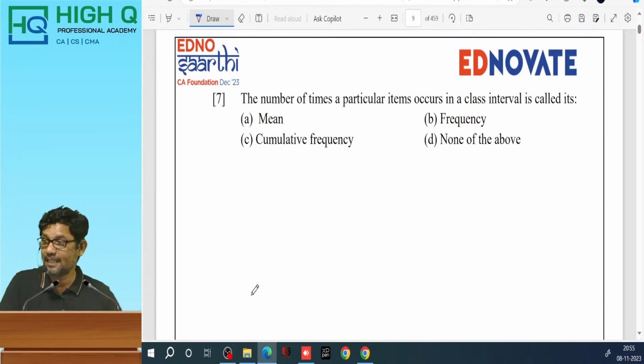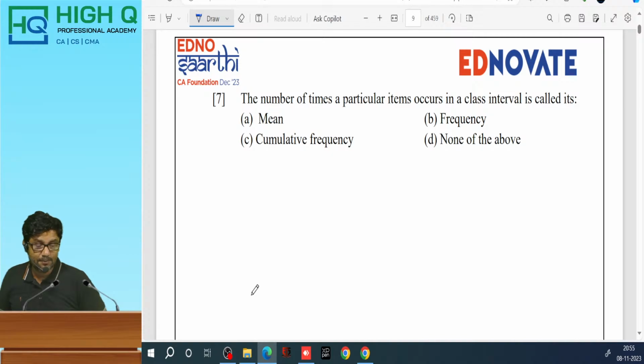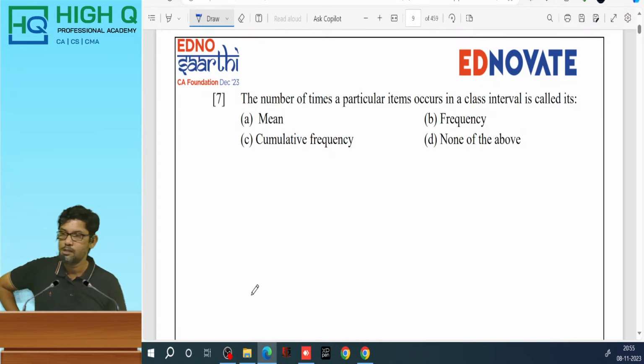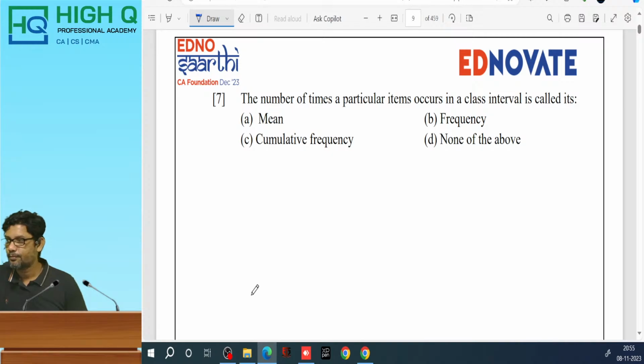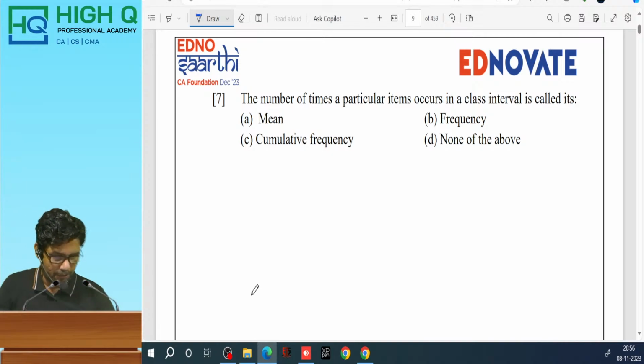Okay, this is another attempt question. The number of times a particular item occurs in a class interval is called: mean, frequency, cumulative frequency, none of the above. You have to give me the answer. Why did you take this much time? Yes. Very good. Frequency is the right answer.